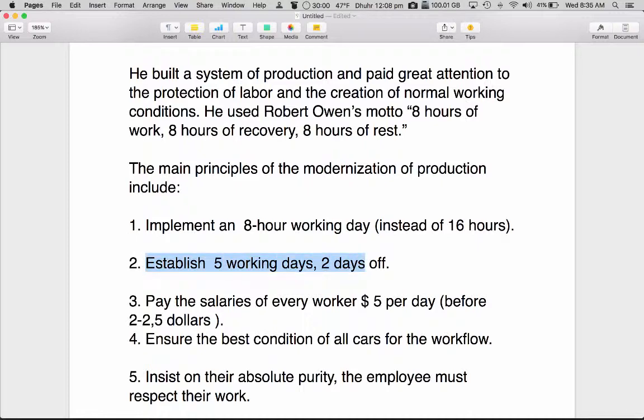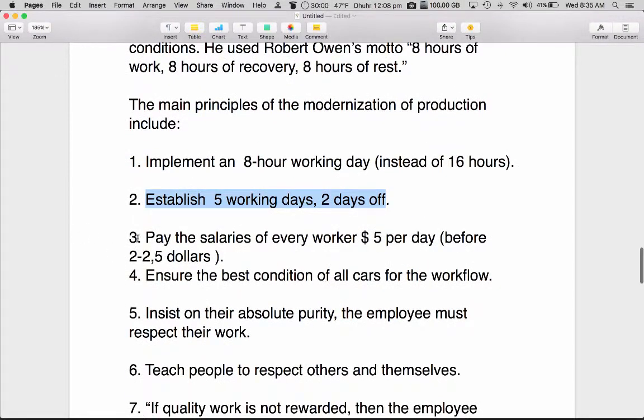Establish 5 working days, 2 days off. 3. Pay the salaries of every worker $5 a day. Before, it was $2 a day. I don't know what this means. This is just not clear. I believe you want to say, pay the salaries of workers $5 a day. Before it was $2.50 a day, maybe? Is that what you wanted to say?